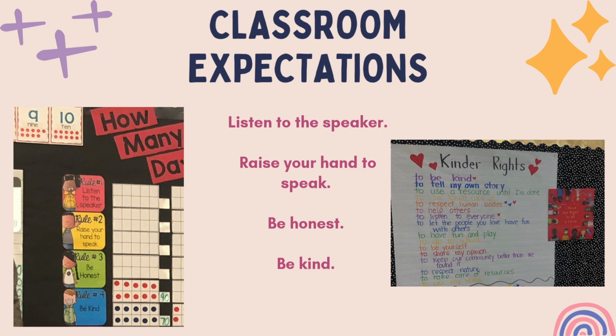Be honest. Kids are still learning the difference between pretend play and imagination and speaking the truth. So this rule encourages honesty and helps build trust between the children and the teachers. And then be kind. We say we're in kindergarten. Kindness is really at the center of social emotional learning and development at this age, and so this rule encourages empathy and noticing how others are feeling.